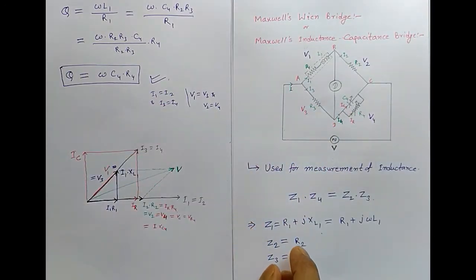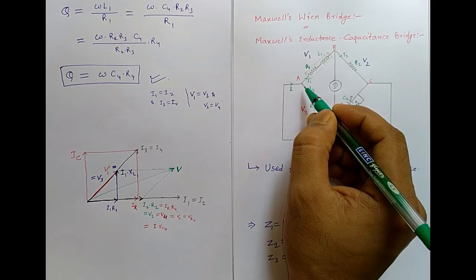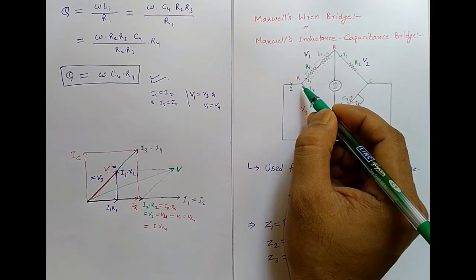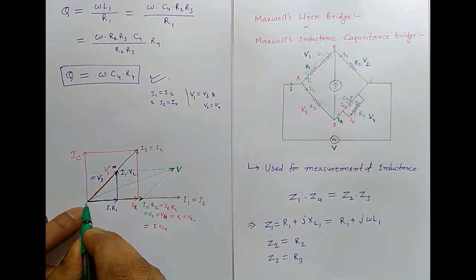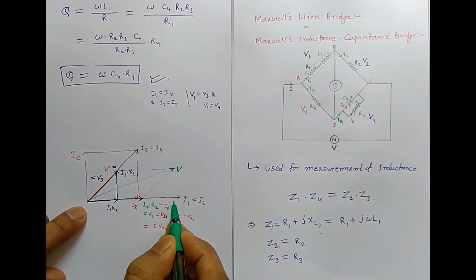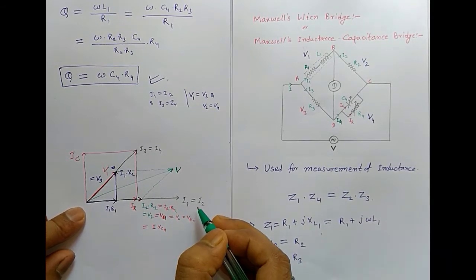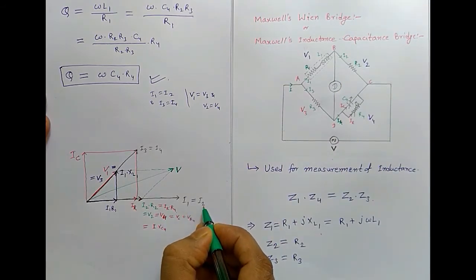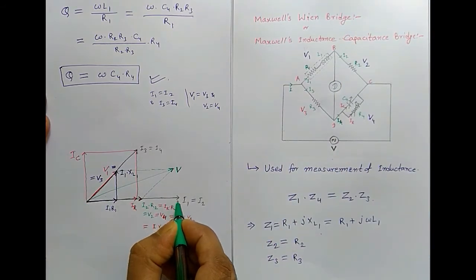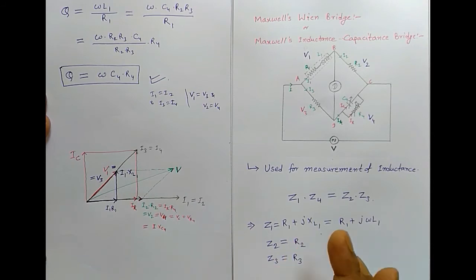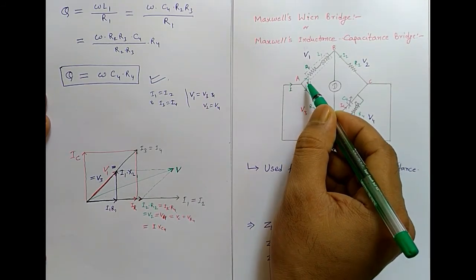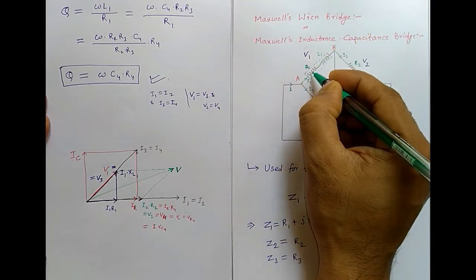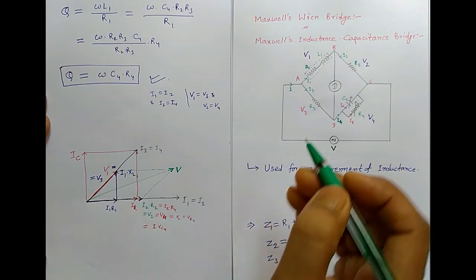So first of all we have to start from any point. Let us assume we start from point A, that is current I1. First I have drawn a line, that is current I1. Since I1 equals I2, the same vector represents I1 as well as I2. Now if we know the current direction of I1 and I2, the voltage drop across the R1 resistor will be I1 into R1.